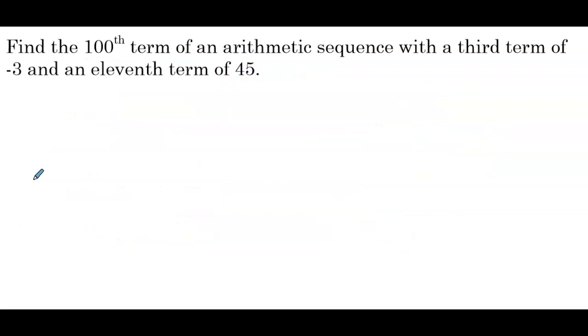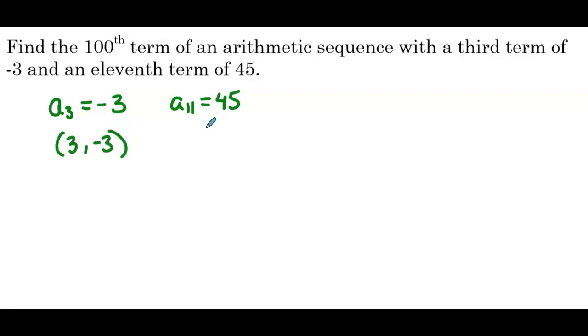Find the 100th term of an arithmetic sequence with a third term of -3 and an 11th term of 45. Okay, so let's express this with our subscript notation. So the third term, a sub 3 equals -3. 11th term, so a sub 11 equals 45. So we have two terms of the sequence. We don't have the common difference, but we can express these terms as points. So (3, -3) and (11, 45).